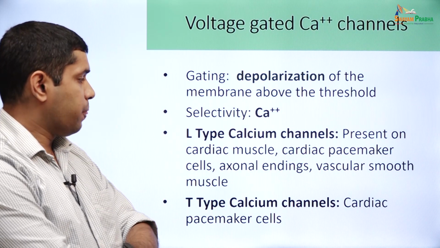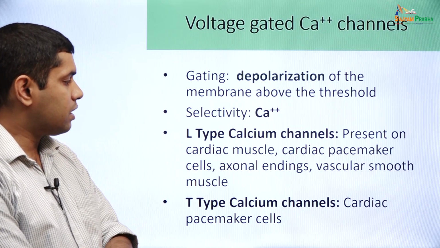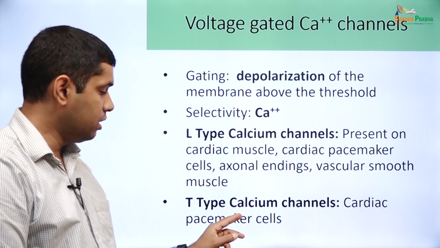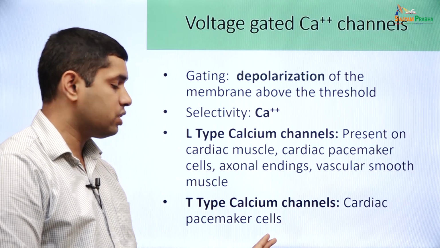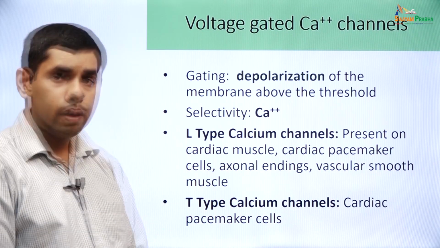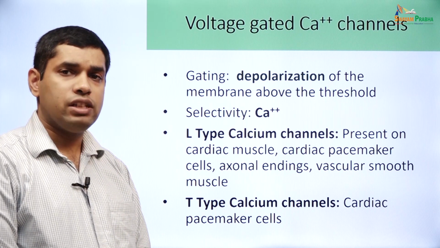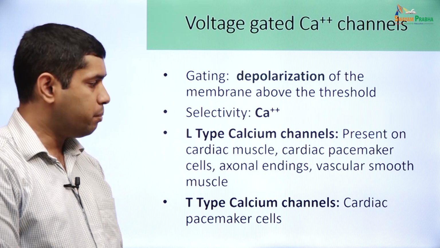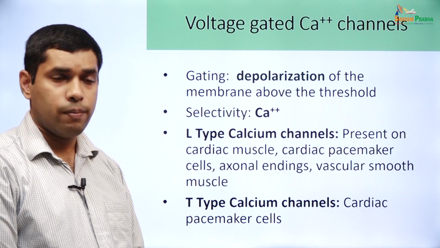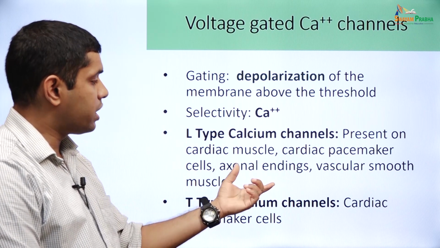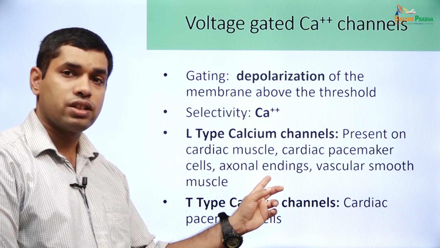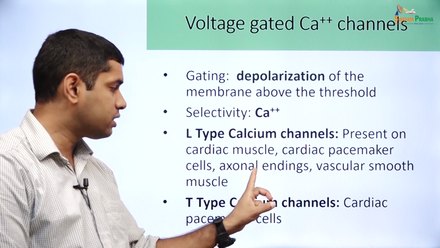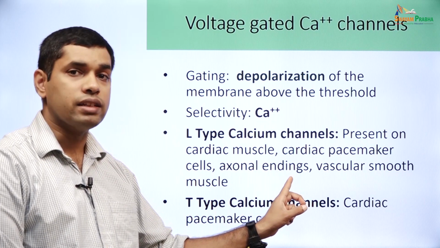Where are they present? They're present on cardiac muscle, cardiac pacemaker cells, axonal endings, and vascular smooth muscle, and the T-type calcium channels are present on the cardiac pacemaker cells. Both the L-type calcium channel and the T-type calcium channel are important for the pacemaker action potential. And the L-type calcium channels, when you study about conduction at the neuromuscular junction, we realize that the L-type calcium channels are present on the axonal endings.